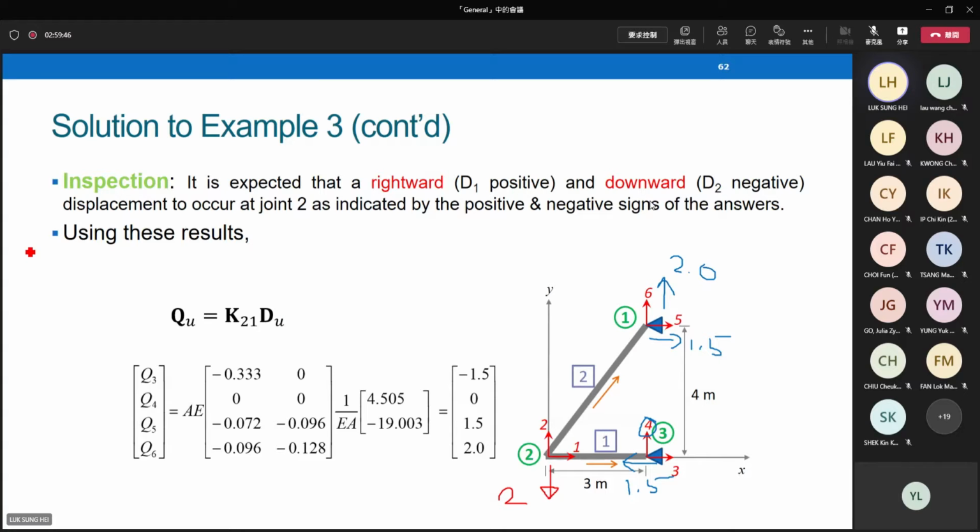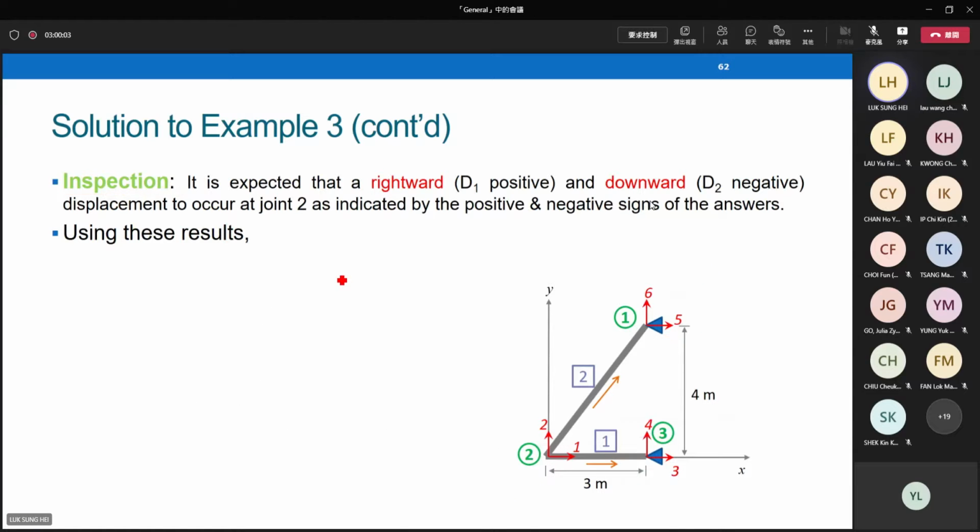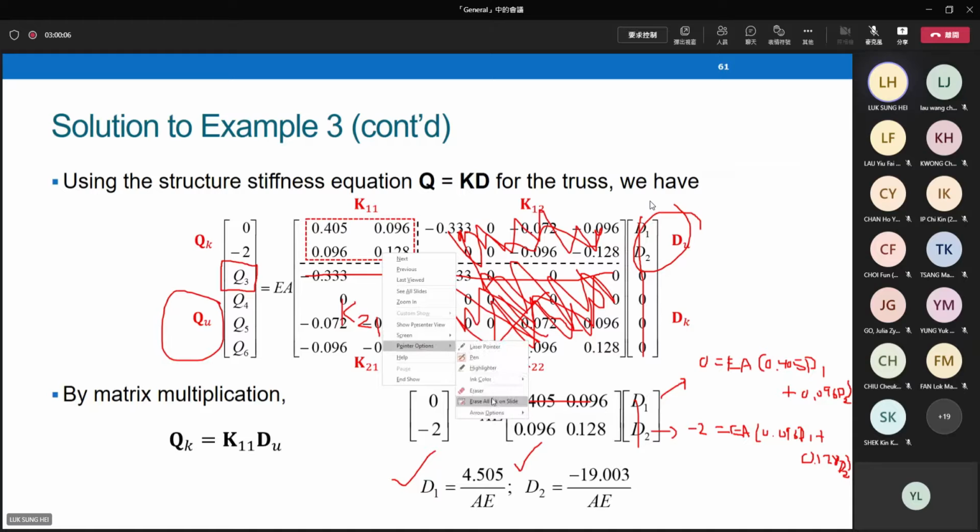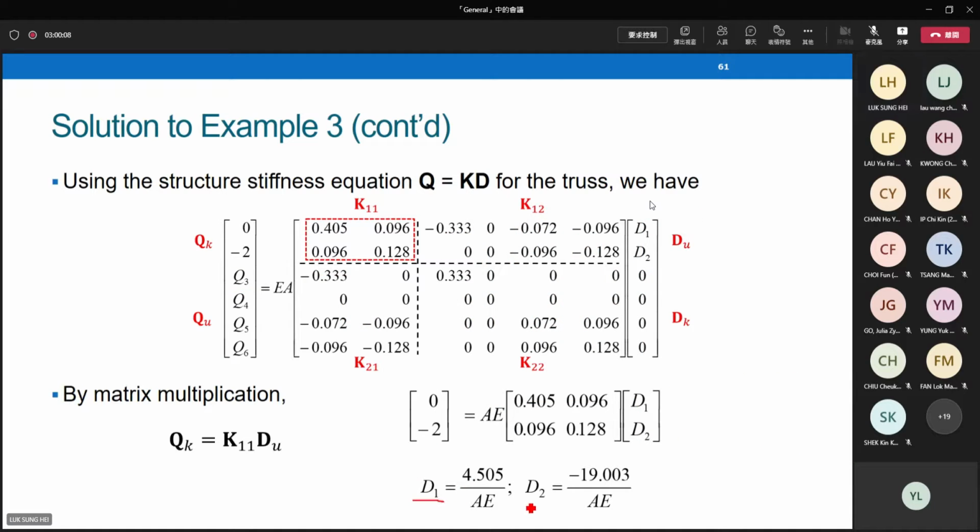There's one point here. This one shows you some idea how to check your answer. What I mean is that, in the previous page, we evaluate our unknown displacement, D1, D2. D1 is positive, D2 is negative. What is the meaning of positive D1, negative D2?